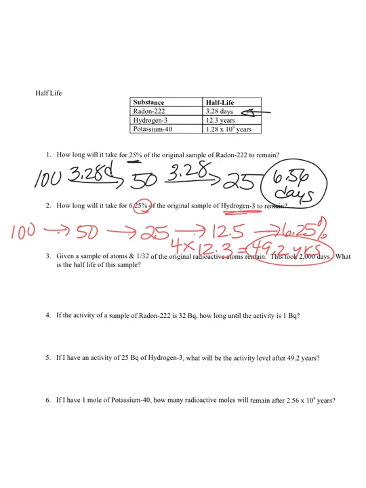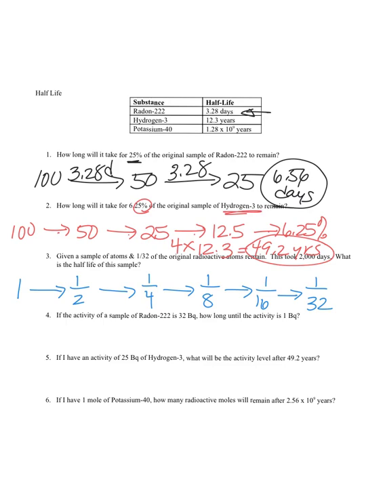Third one says, given a sample of atoms and 1/32 of the original radioactive atoms remains. So it's giving me a fraction. So my starting point in this case is going to be the number 1. I'm going to start with 1, and after one half-life, a half of it remains. Then a half of a half is a fourth. Half of a fourth is an eighth. Half of an eighth is a 16th. Half of a 16th is a 32nd.